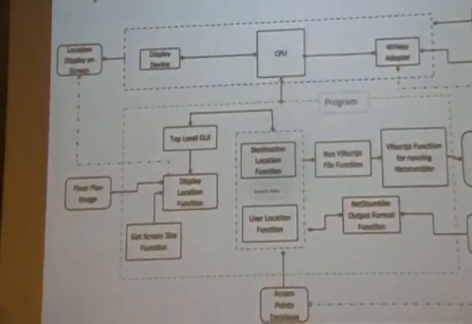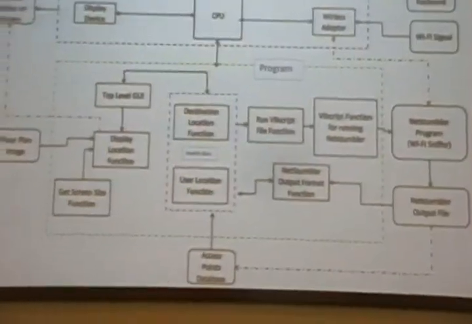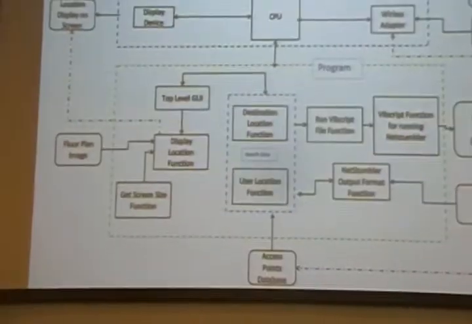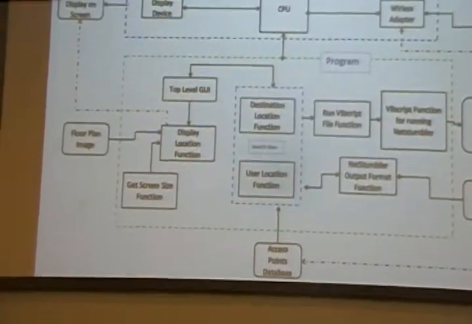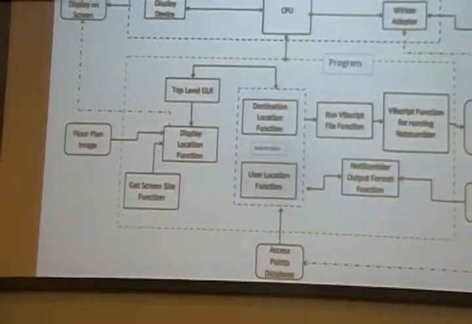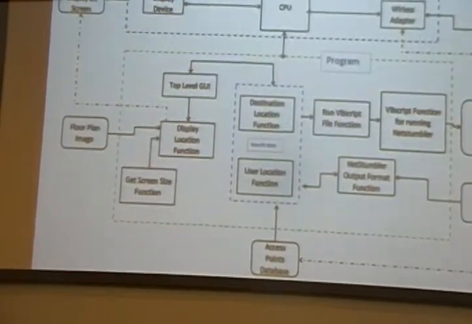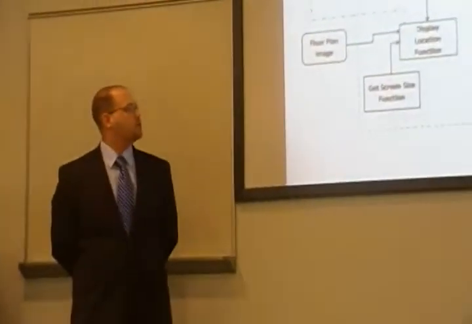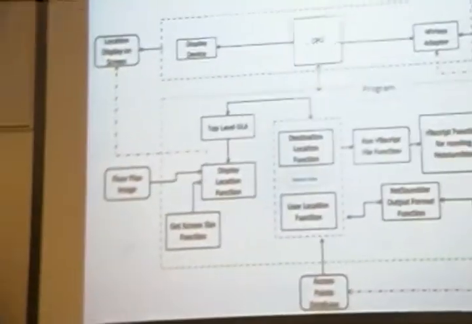Now, locating the destination is relatively simple. All you had to do was compare the room number to the database, and you would get that location. Locating the user, however, was more complicated. It required two more specialized classes.